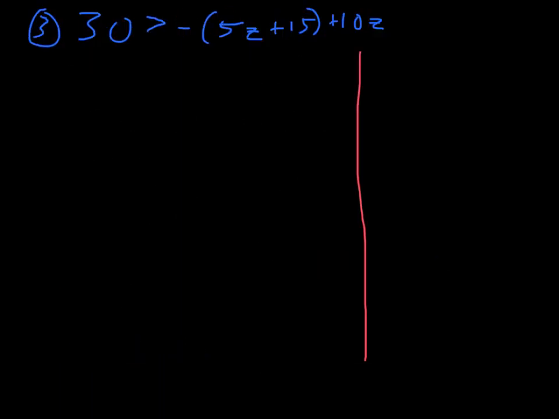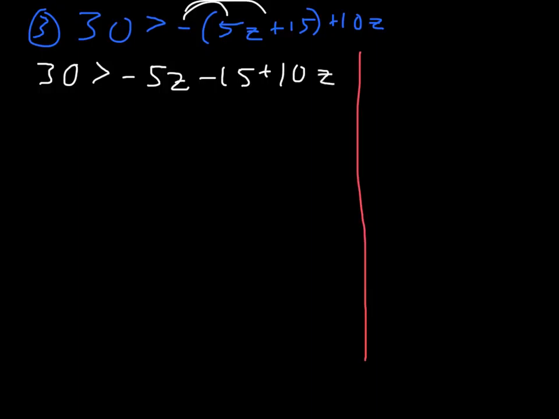All right, number 3 says 30 is greater than negative times the quantity 5z plus 15, plus 10z. Okay, the first thing we need to do, just like with the equations, is distribute that negative through. Okay, so on my left side I'll still have 30. It's going to be greater than, and then distribute my negative. So I'll have negative 5z minus now 15. Okay, and then plus 10z at the end.